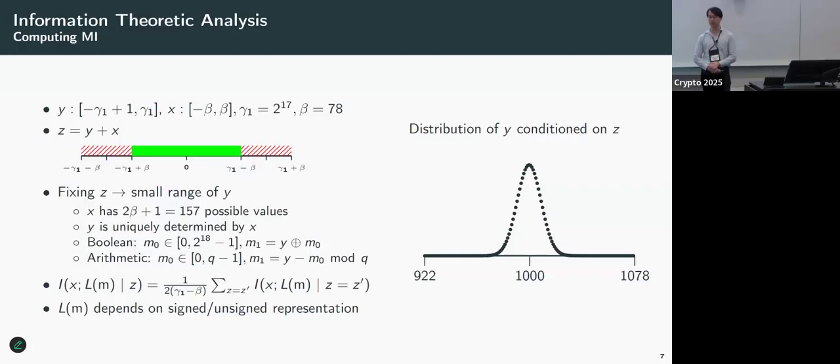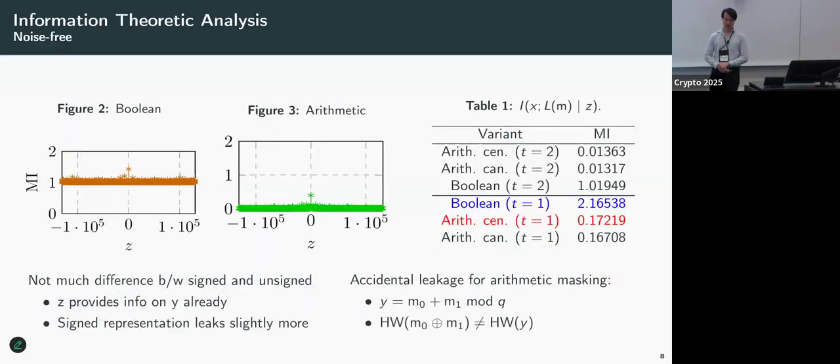Of course, the leakage function depends on the representation. So for example, if you have a Hamming weight leakage, then if you use unsigned representation for an individual share, it might have a lower value, because when you use signed representation and it's a negative value, then you have a lot of positive ones in the binary representation. So we need to distinguish those two cases.